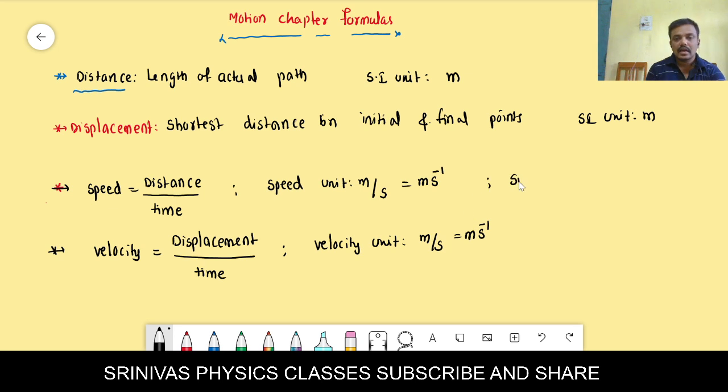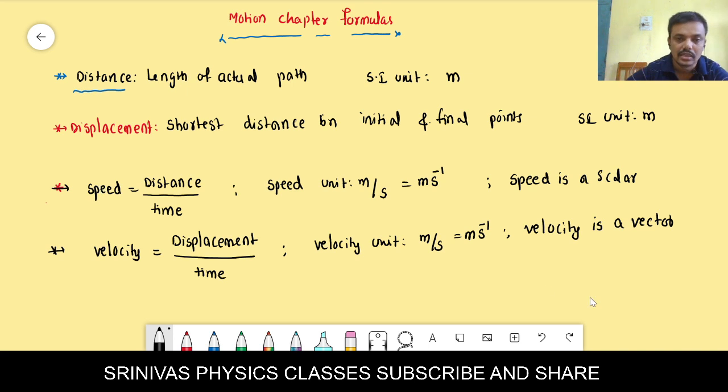Speed is a scalar. Remember it. And velocity is a vector. What is the difference between scalar and vector? Scalar means it does not have direction. Vector means it has direction. Velocity has direction. Speed does not have direction.